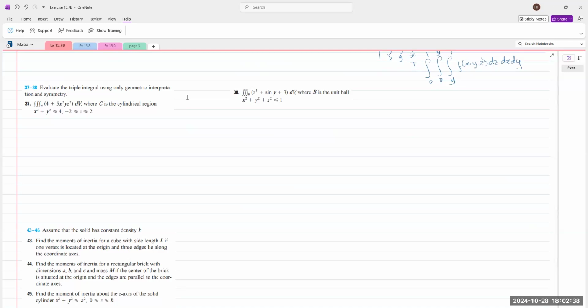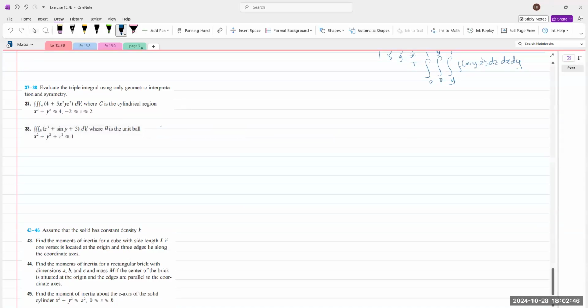Number 38. So instead of doing number 37, let me just do number 38. Triple integral over solid B, where B is the unit ball, of x cubed plus sine y plus 3 dV. Evaluate triple integrals using only geometric interpretation and symmetry. Notice that this solid B here is a unit ball.